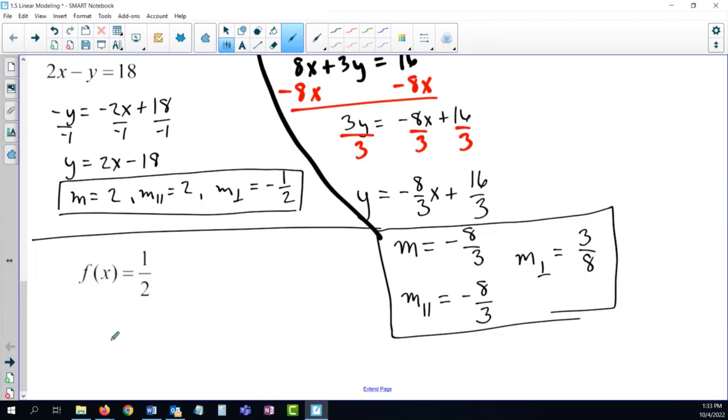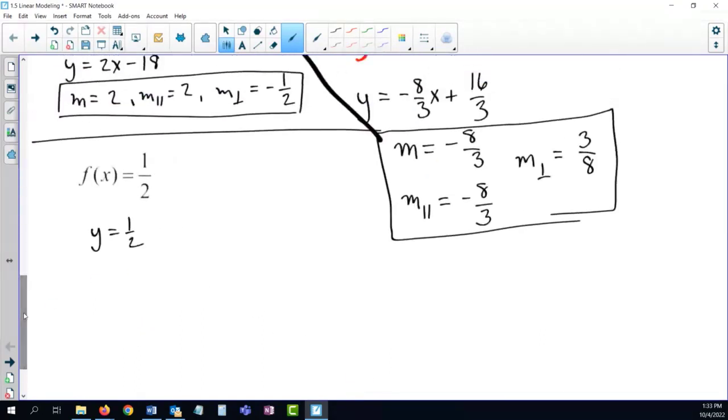So f of x, there's an old commercial where a limousine pulls up beside another limousine, and he said, would you happen to have any Grey Poupon, which is just fancy mustard, instead of saying, do you have any mustard? So that's the commercial. Anyway, f of x is fancy y, so this is y is equal to 1/2.